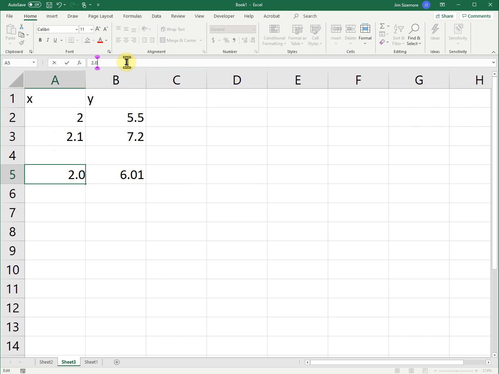Now, 2.05. Let's go to 2.05. We expect it to be halfway between 5.5 and 7.2. And what is that? 0.85 plus 5.5 is 6.35. We expect it to be 6.35. Let's check it. There it is. So that's your forecasting tool.